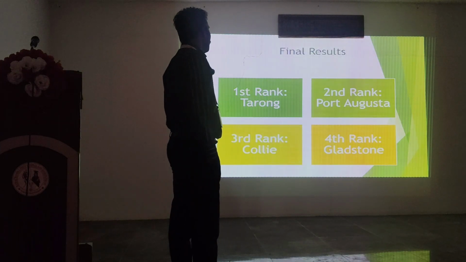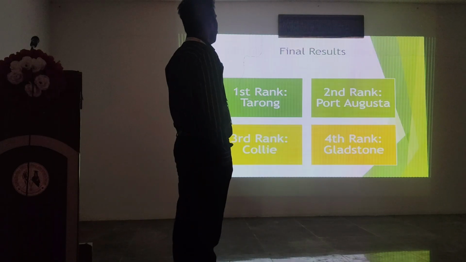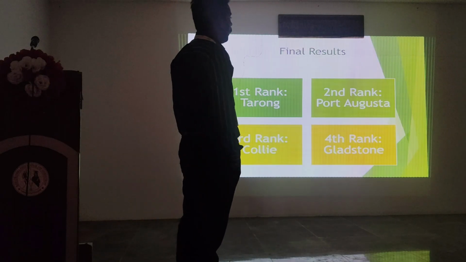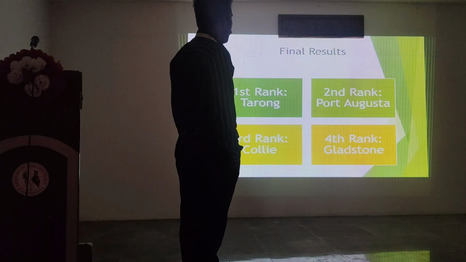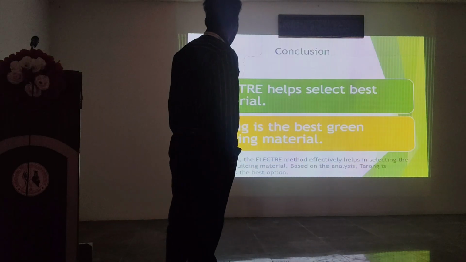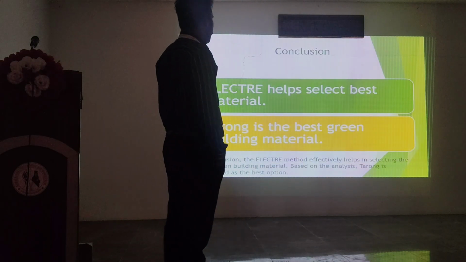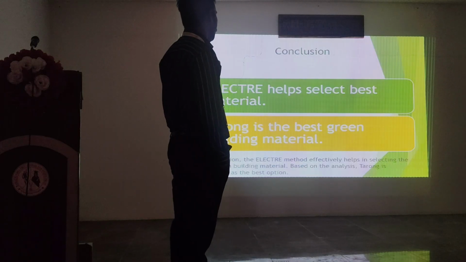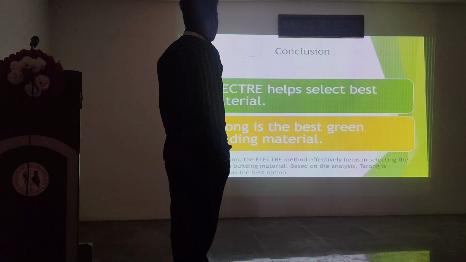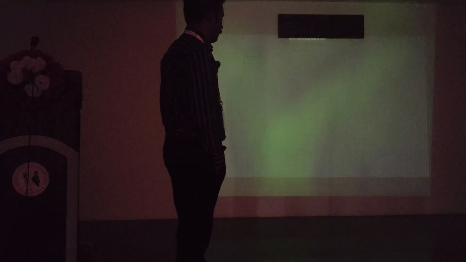The final result: Targan is first rank, Porto Agista is second rank, Kolik third rank, and Gladstone fourth rank. In conclusion, the ELECTRE method effectively helps in selecting the best green building materials. Based on the analysis, Targan is identified as the best option. Thank you.